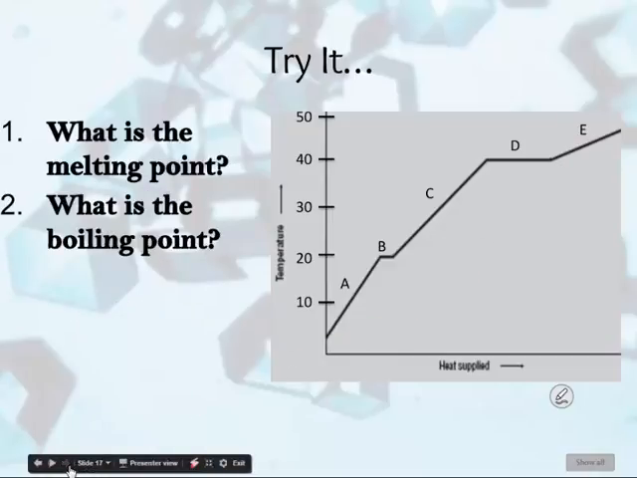What is our melting point then? Melting occurs between our solid and liquid, so melting is occurring at B. We would go across, read our temperature, so our melting point would be 20. What about a boiling point? Boiling point is going to occur between a liquid and gas, so boiling is occurring here at segment D. We would go across, read our temperature of 40. Try a couple more on the practice assignment.